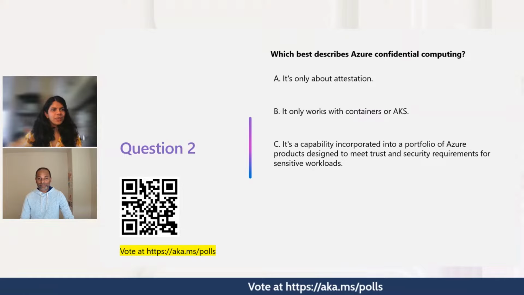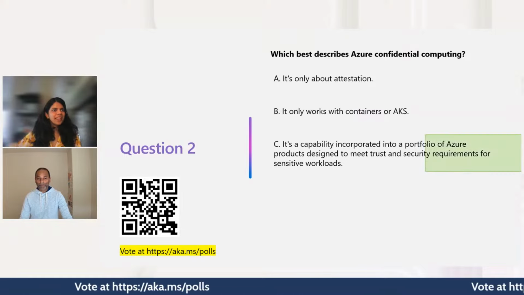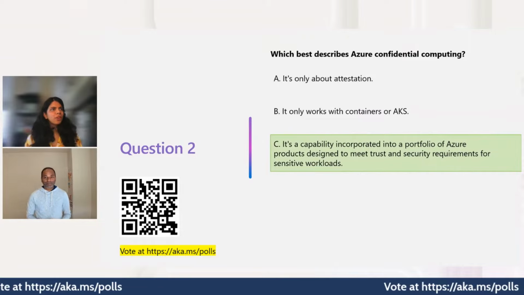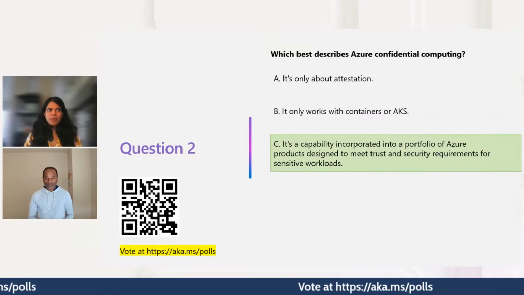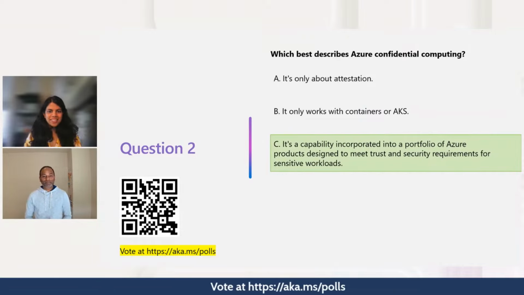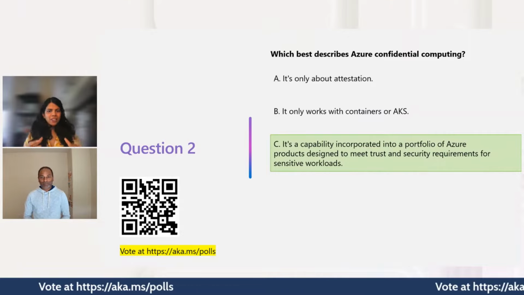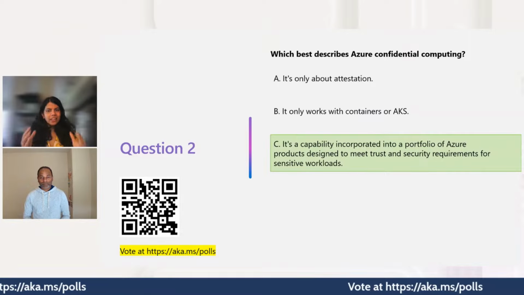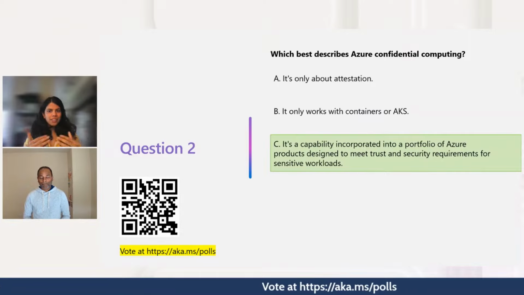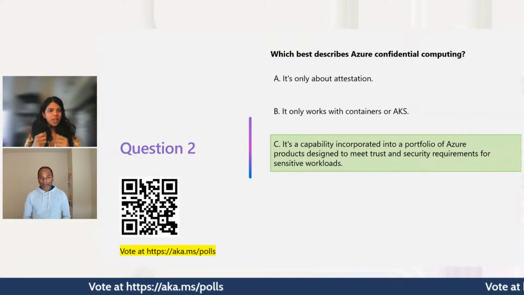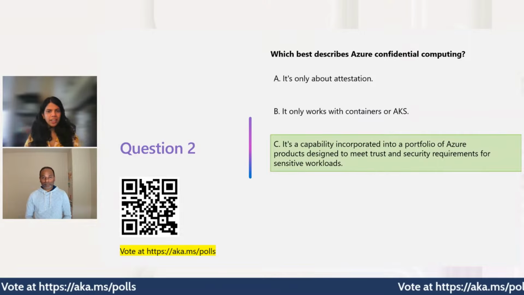Okay, so the answer for this one is option C, which is that it's a capability incorporated into a portfolio of Azure products designed to meet trust and security requirements for sensitive workloads. As we had mentioned, Azure Confidential Computing is the leader in confidential computing. And so we have only the highest trust and security requirements when we include a product into our portfolio.